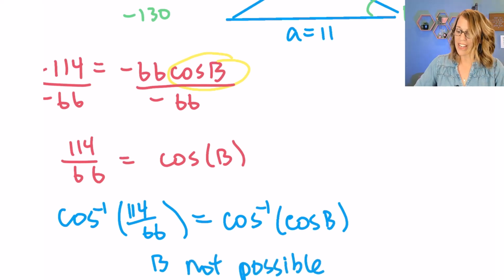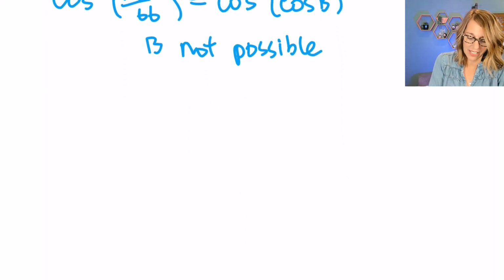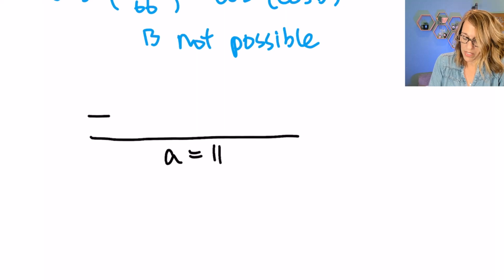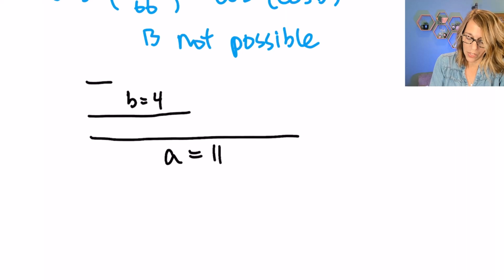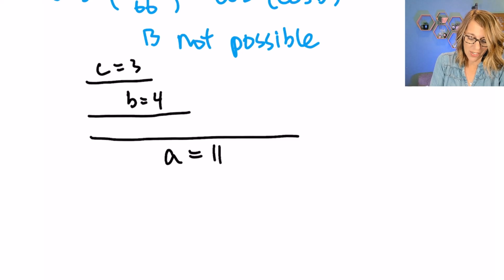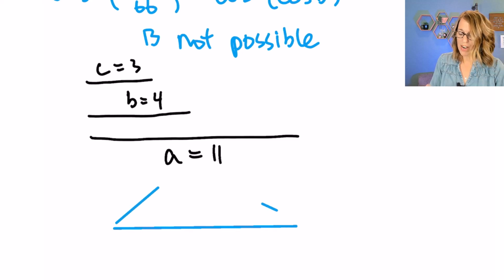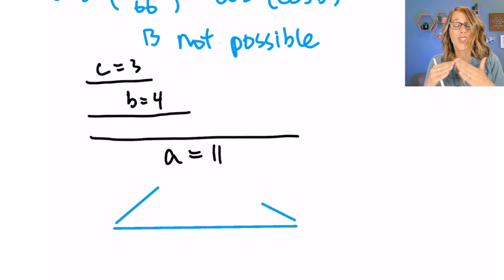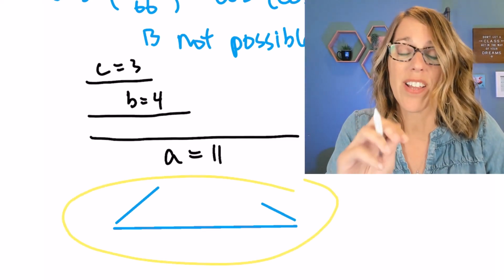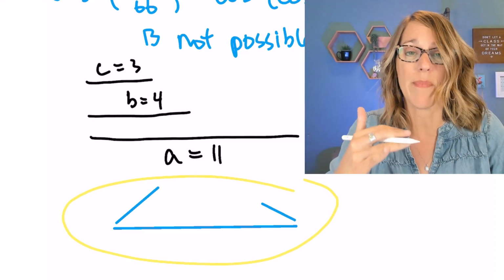Well, remember I said that I had that triangle with sides 11. So this is side A is equal to 11. B was equal to 4. And side C was equal to 3. There is no way that I can form a triangle with these lengths. 11, 4, and 3 are never going to match up to a triangle. Had we recognized that we could not form a triangle in the first place, we could have skipped all of that math that I did up above.